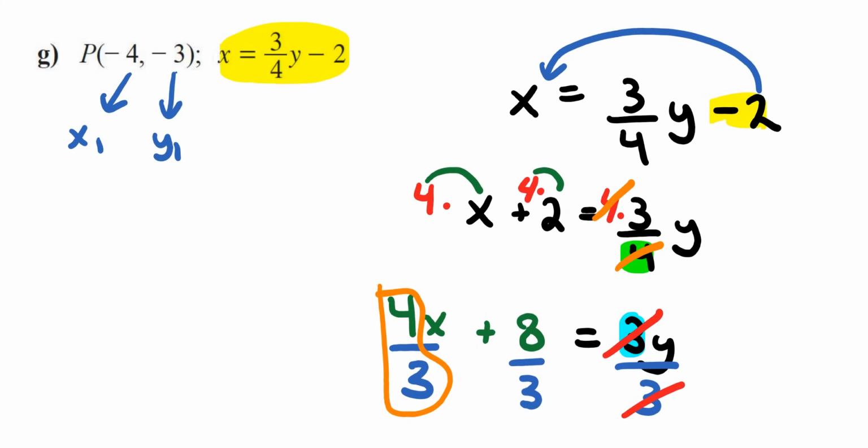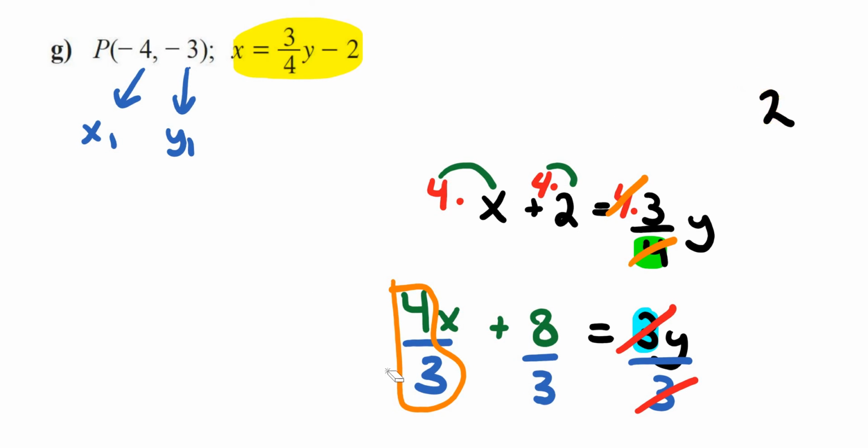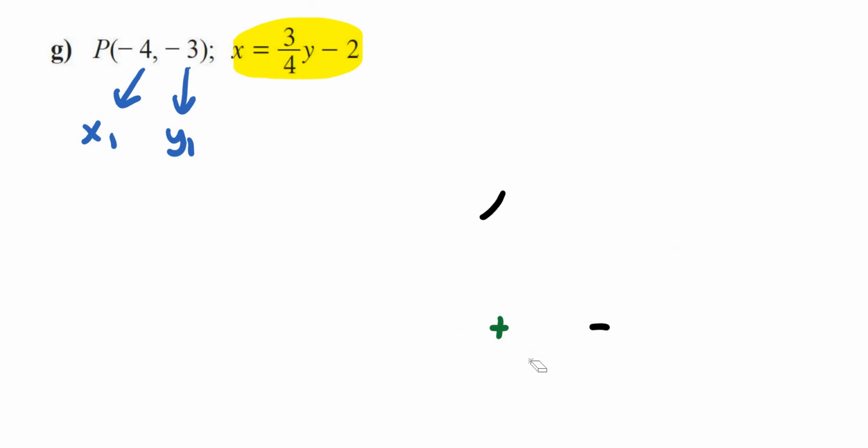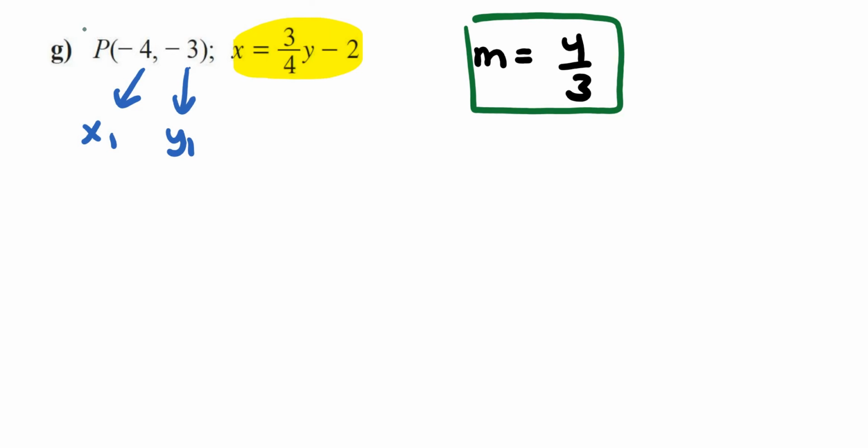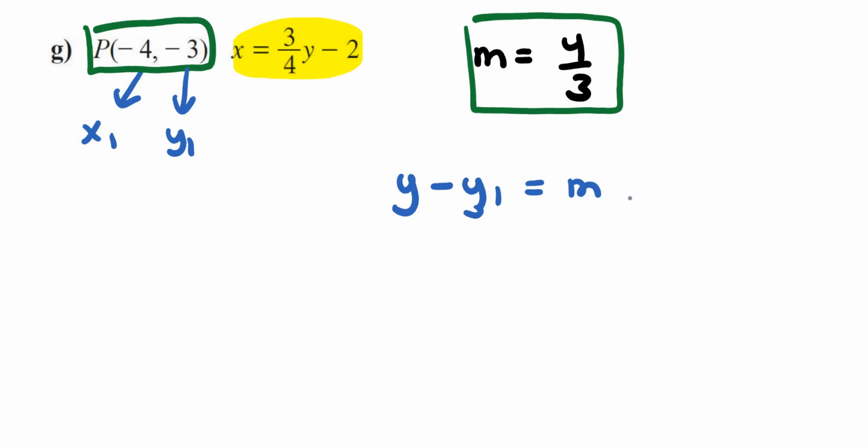All right, let's go back to the top now. Let me erase all this. All right, so I know the slope is going to be 4/3. Now what we have to do next is we need to write the equation of a line that has a slope of 4/3 and passes through the point (-4, -3). In order to do that, I will write the equation of a line, which is y minus y1 equals m bracket x minus x1.